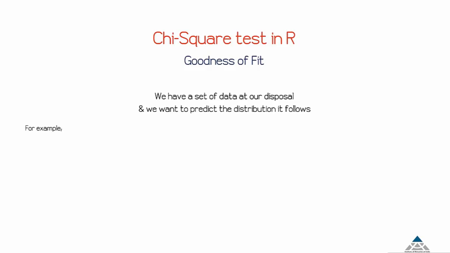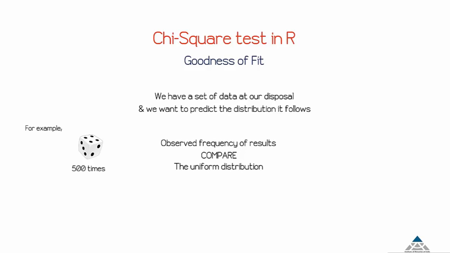For example, if we roll a die 500 times and look at the observed frequency of the results and then compare it to the uniform distribution to see if the frequencies observed follow the uniform distribution or not. This kind of test is always one-tailed.